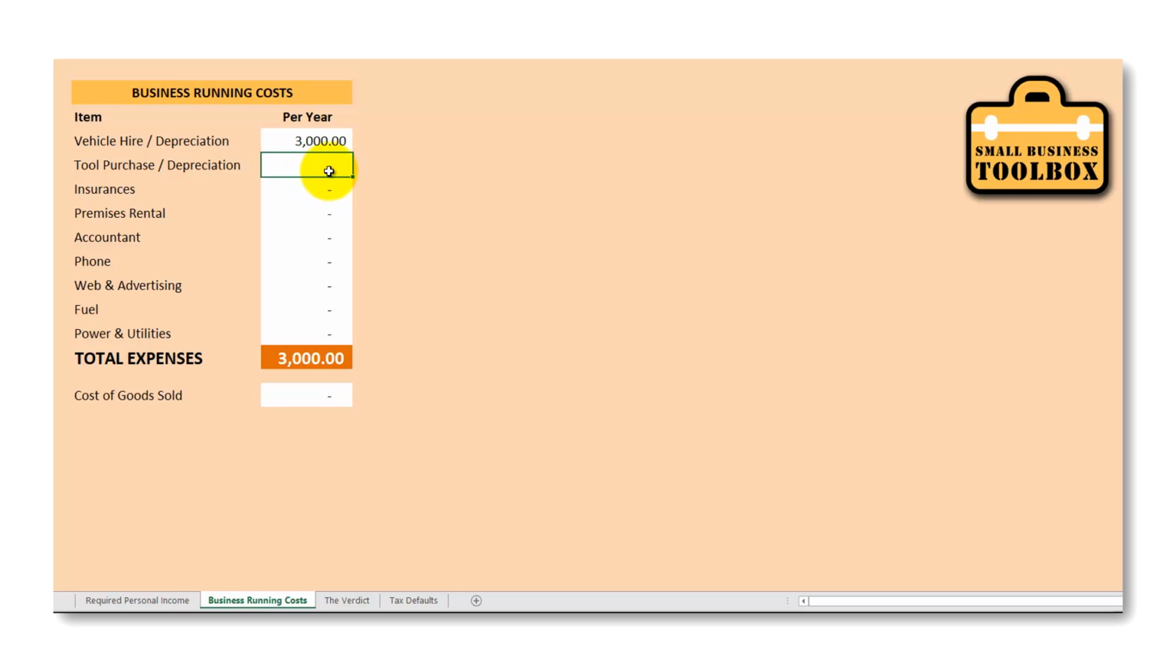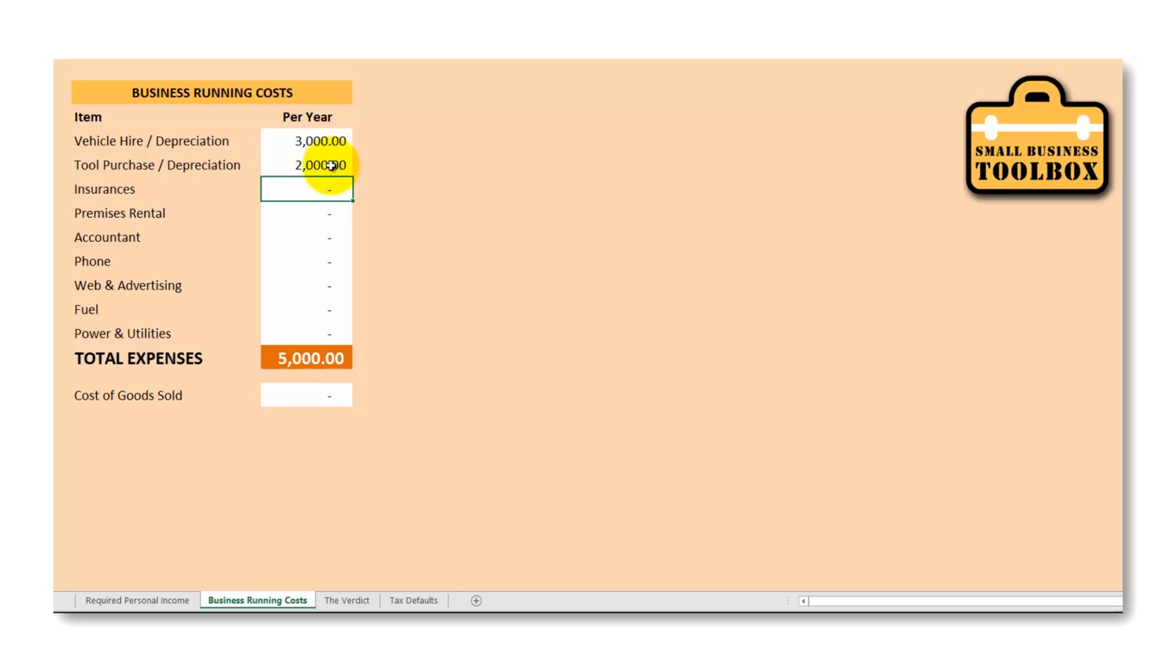Tool purchase and depreciation. Again, it depends on the industry that you work in. As a joinery business, you could certainly assume that you're going to have easily 10 grand's worth of tools. Over 5 years of depreciation, you could say that's £2,000 per year.